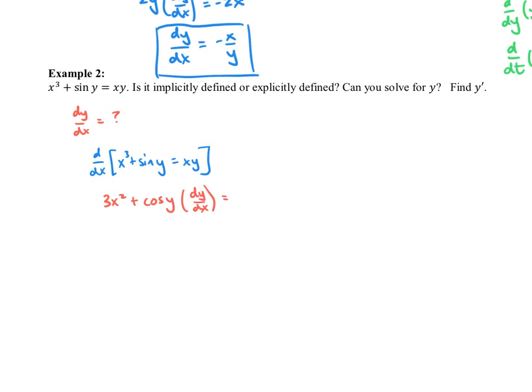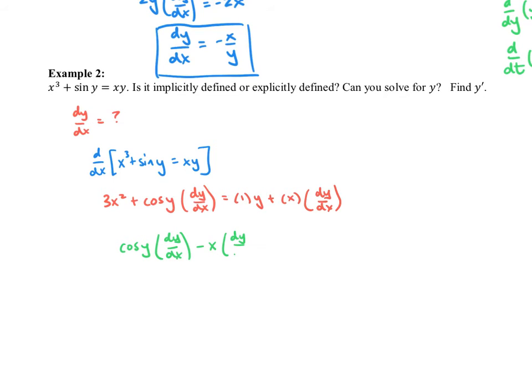And on the right side, we have a product rule. So we're going to take the derivative of x, which is 1, multiplied by y, plus x times the derivative of y, which is dy dx. Okay, our goal here then is to get all of the dy dx's to the same side of the equation, and all of their terms to the other side of the equation.